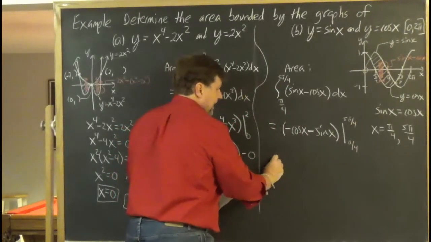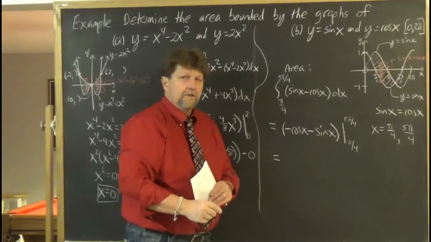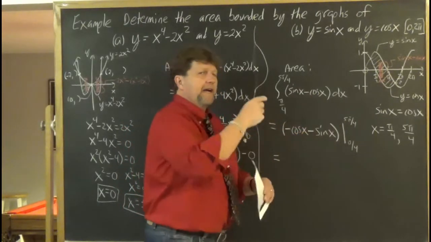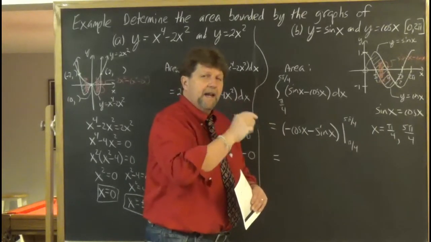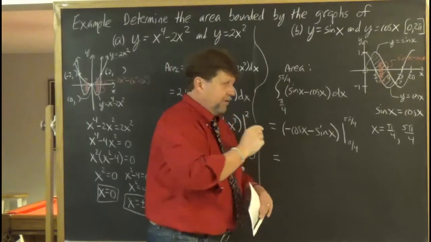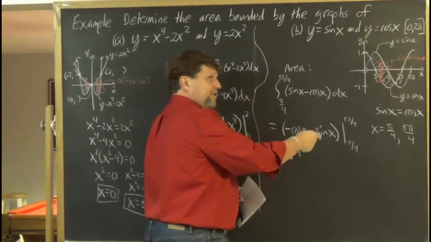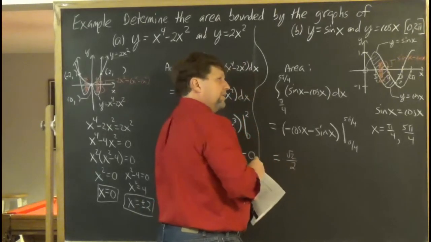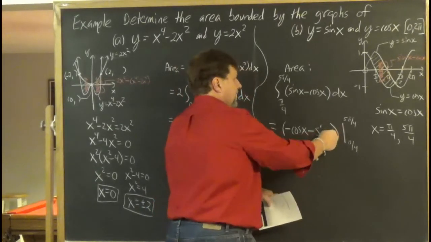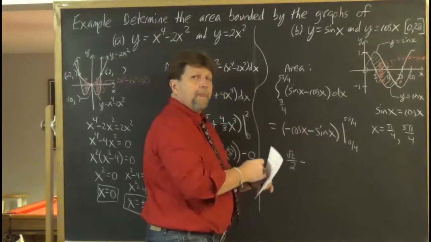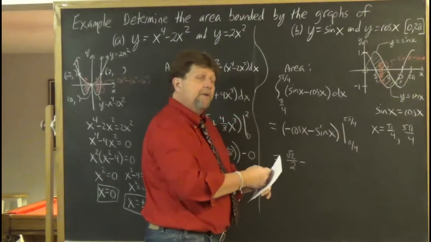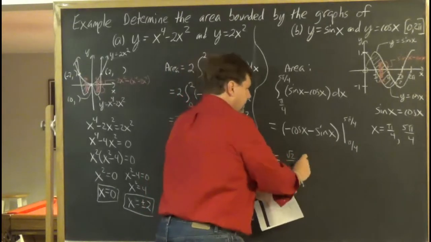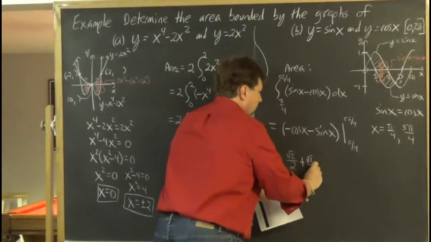So this is just a study in the unit circle. So 5 pi over 4 comes in here for x. The cosine of 5 pi over 4 is negative square root 2 over 2. So the opposite of negative square root 2 over 2, well, that's square root 2 over 2. Minus the sine of 5 pi over 4. Well, the sine of 5 pi over 4 is also negative square root 2 over 2. So minus a negative, that's plus square root 2 over 2.